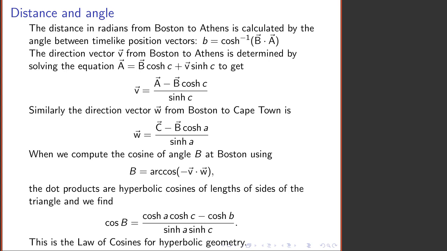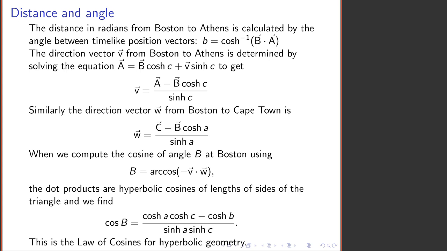I can find hyperbolic Athens from hyperbolic Boston by taking the position vector for Boston and multiplying by the hyperbolic cosine of the hyperbolic distance and adding on the direction vector times the hyperbolic sine of that distance. And when I solve this, I get a nice looking formula for the direction vector V. Replace Athens by Cape Town, I get the other direction vector W.